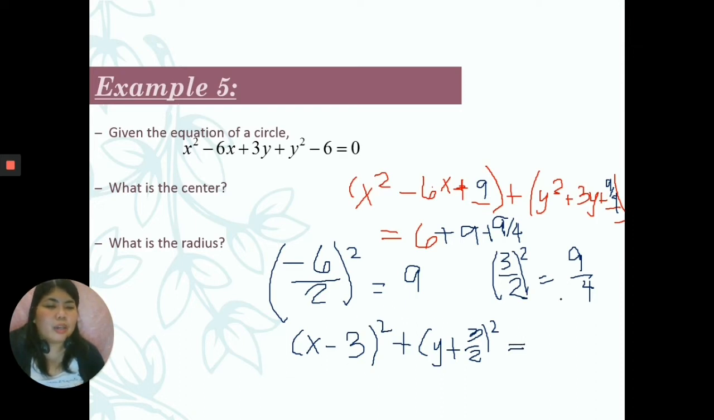And then add the numbers on the right side. So we have a combination of a whole number and a fraction. For that, we will get the LCD. The LCD is 4, since the other denominator is 1. So multiply it here: 4 times 6 is 24, and then 4 times 9 is 36.